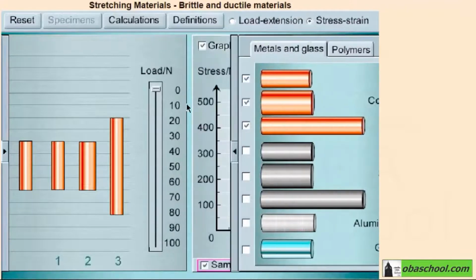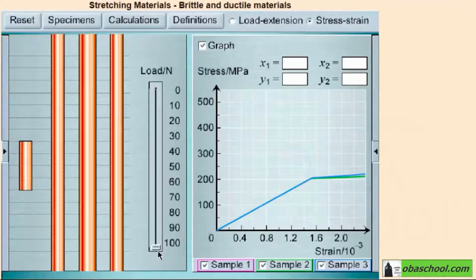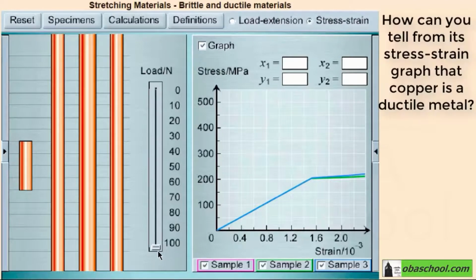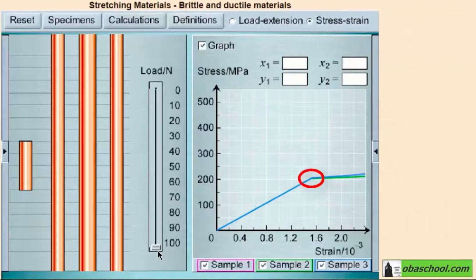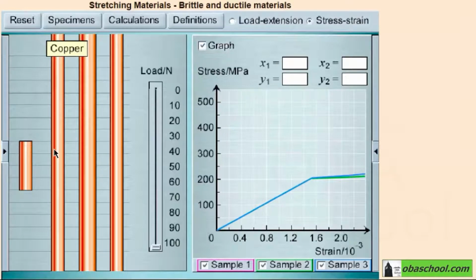And let's stretch them. How can you tell from its stress-strain graph that copper is a ductile metal? Yes, since the graph extends beyond the elastic limit, copper has both behaviors, elastic and plastic. So copper is a ductile material.